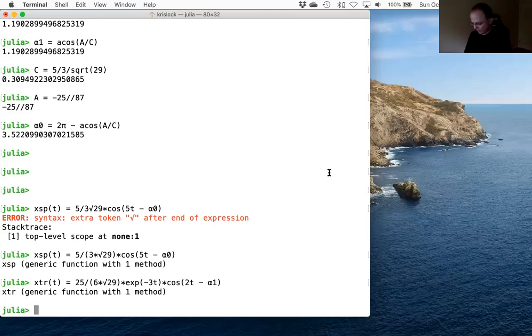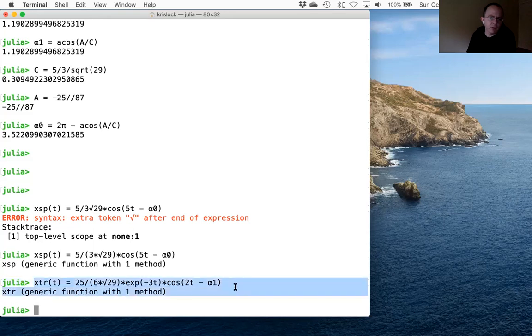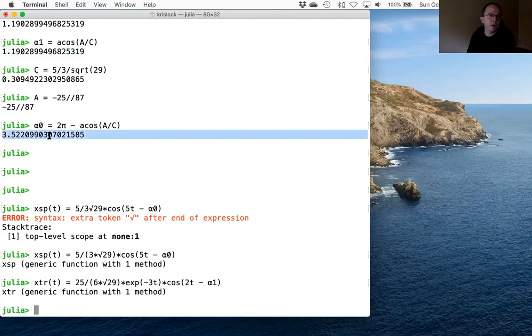Okay, so here we are. I already typed in the definition for the steady periodic solution right there. And here is the transient solution right there. So I've typed that all in. And notice that here I've defined alpha naught, and here is alpha 1. So these are the values that we have in the notes that we saw. For alpha 0, it's about 3.522, and alpha 1 is about 1.19. Okay, so everything is typed and looks good in here.